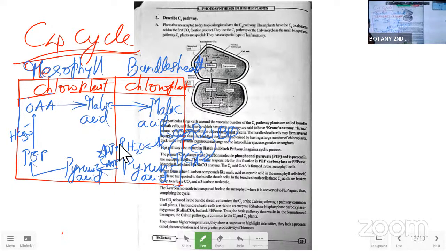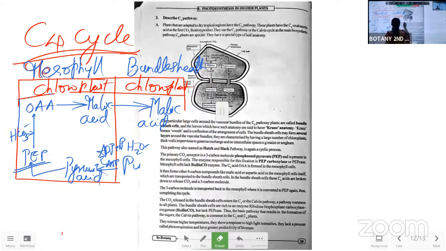So like that, PEP is going to be formed from the pyruvic acid. So like this, again the PEP is going to be regenerated in the cycle. So it's in the completely cyclic form. So C4 is a cycle. Okay, like this we need to explain this, and after that we have to go with the other part of the explanation.